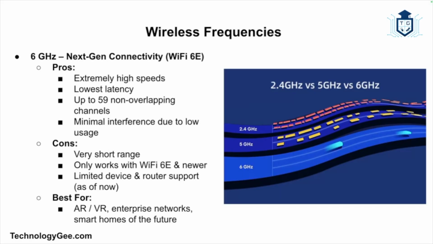And then we have 6 gigahertz, which was introduced with Wi-Fi 6E. This is the newest and least congested band. And its pros: it is extremely fast, it has low latency, it has a large number of non-overlapping channels, up to 59, and it has minimal interference. Its cons: it has the shortest range, it is limited to Wi-Fi 6E in newer devices, and it has limited adoption as of now. In its use cases, this is perfect for enterprise environments, augmented reality, virtual reality applications, and future-forward smart homes.